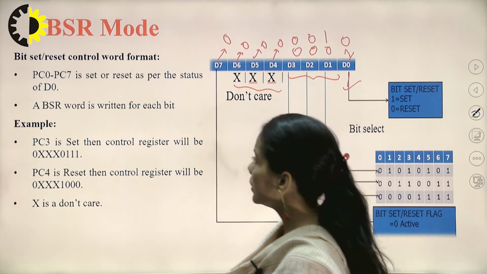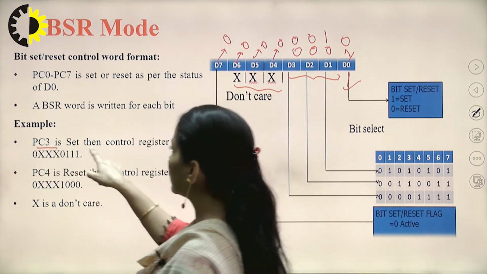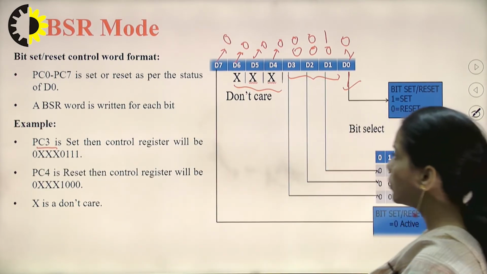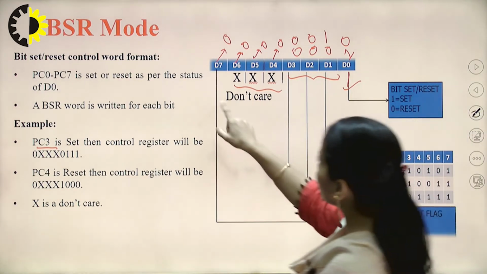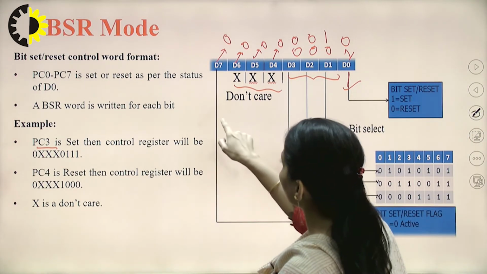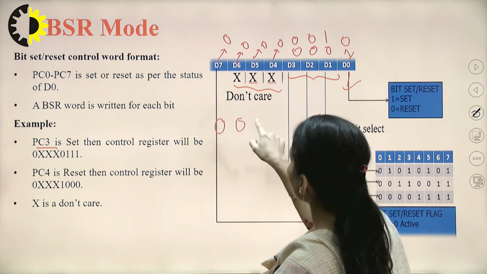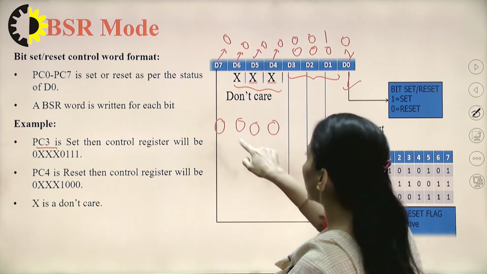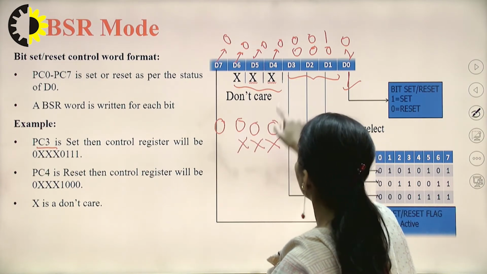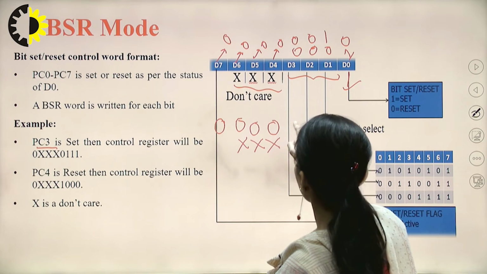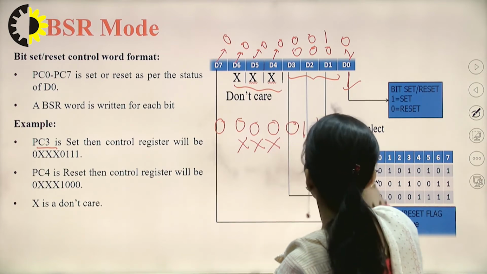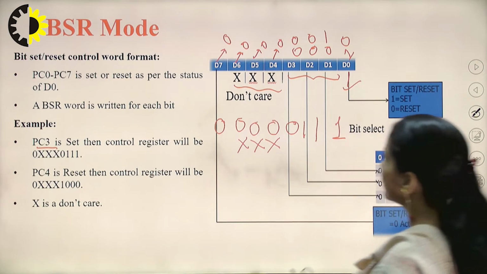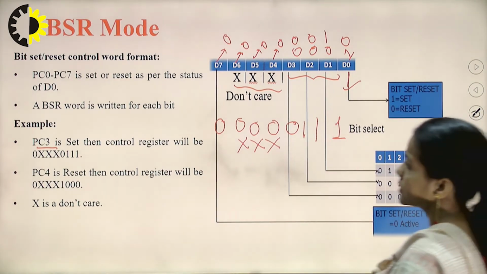For example, if we want PC3 to be set, then what will the control register be? So 0, 0, 0, 0, or we can take don't care also. Then 3 is 0, 1, 1, and if we want to set, then this should be 1. In this way we can set PC3.